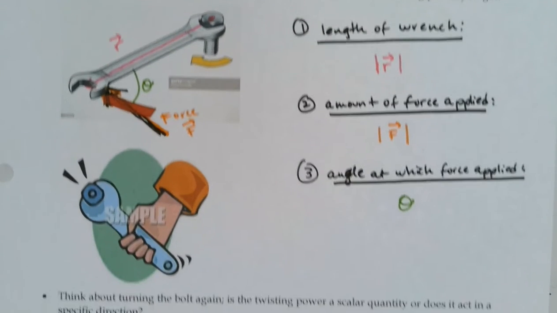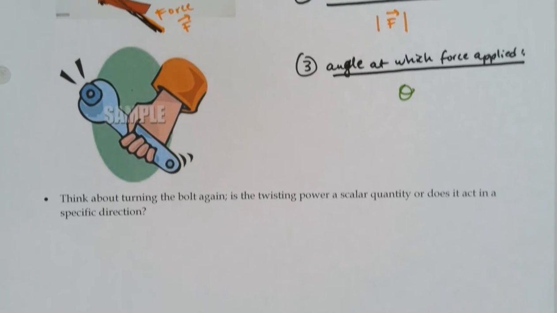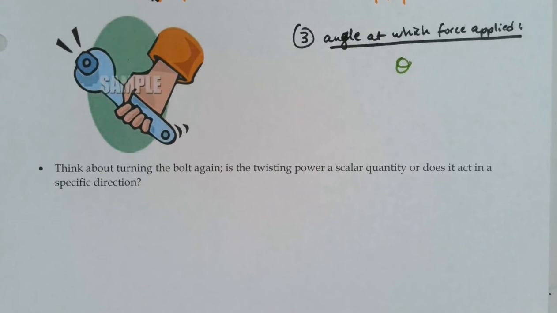So when we think about turning that bolt, is the twisting power a scalar quantity, or does it act in a specific direction? And the answer is it totally acts in a specific direction. It very much does. And you can know this if ever you try to tighten or loosen a screw. You can feel that there's an easier way and a more difficult way. And that's not just the wood. That's also the twisting power that's working down the center line of the bolt.